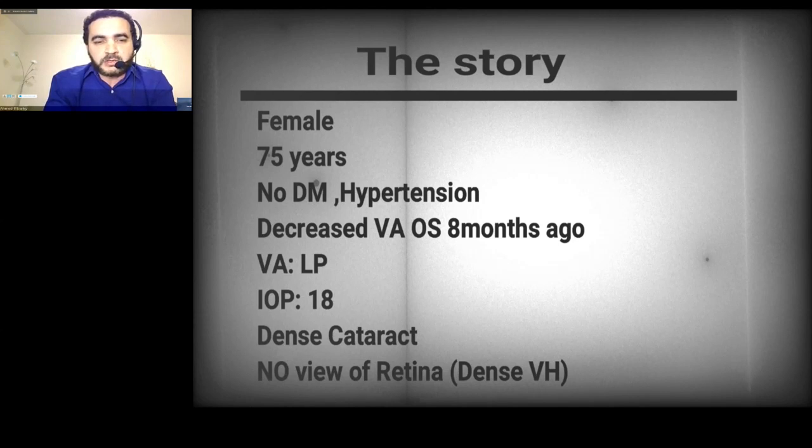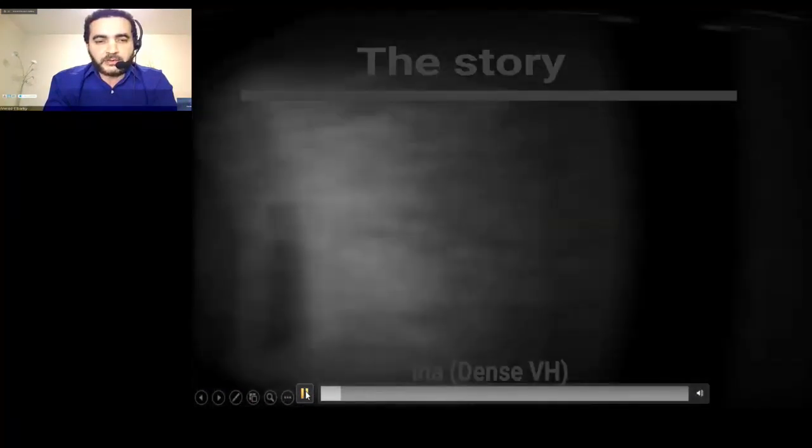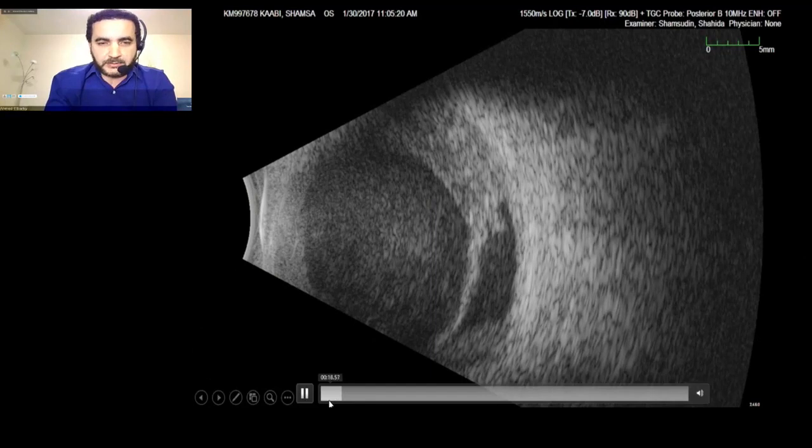When we did a B-scan for the retina, we found that she has a dense vitreous hemorrhage. So I just want to show you here the B-scan of this patient. You can see here.